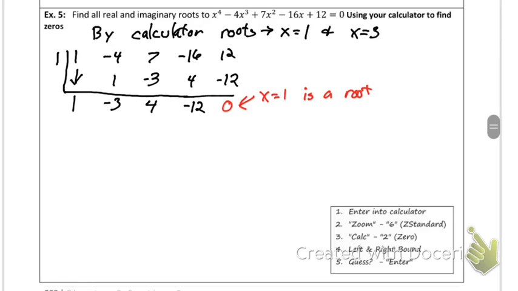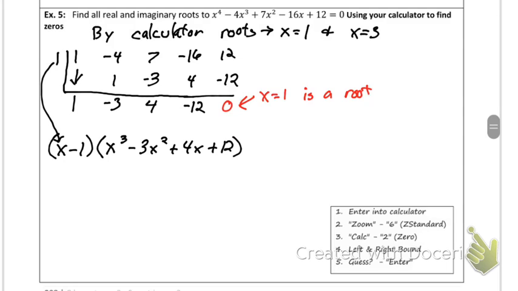I now can rewrite that equation as x minus 1. Since 1 is a root, when I plug it in, it should turn to 0. So that's why it's x minus 1. And then I'm going to rewrite the second part as x cubed minus 3x squared plus 4x minus 12, and remember, I got all that from here. I'm going to set that equal to 0 again. So I know x equals 1 is a zero.